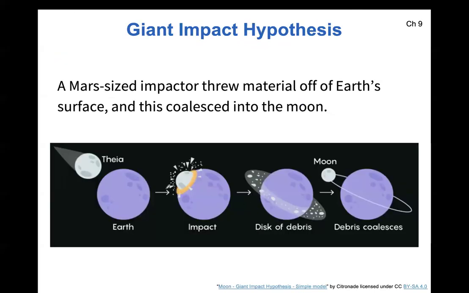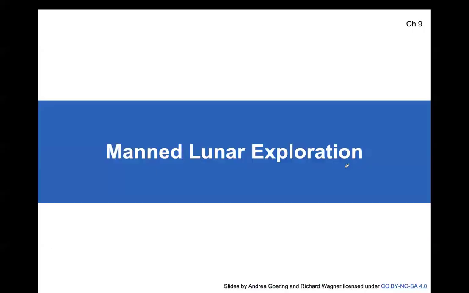So this is kind of our picture of the giant impact: a Mars-sized impactor, right? The thing that does the impacting threw material off of Earth's surface. After it hit, that would be the impact, right? The throw leads to the disk, and the disk coalesced into the moon. And it's gravity that does that coalescing, right? It pulls things together, a gradual process. And so that's where we think our moon came from.